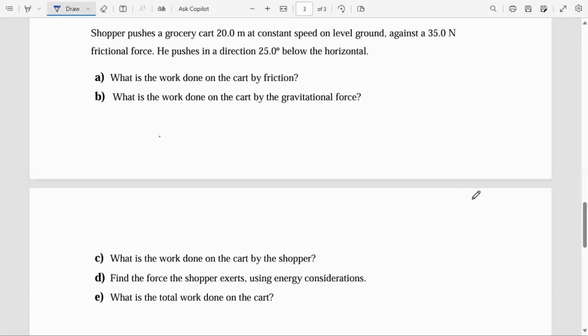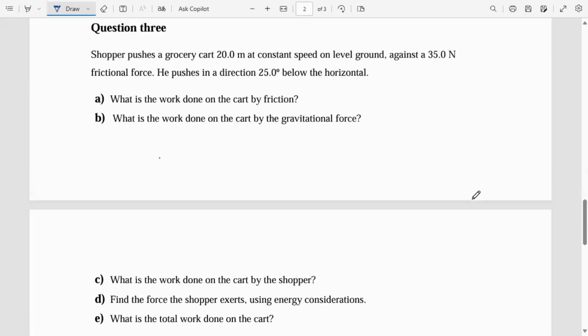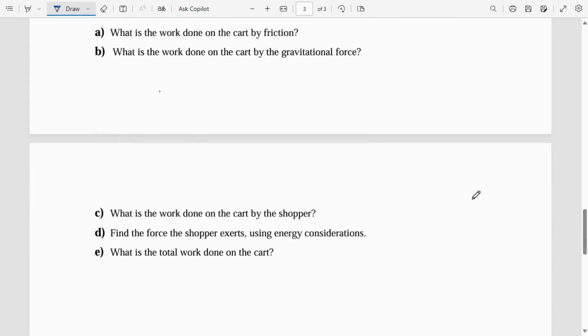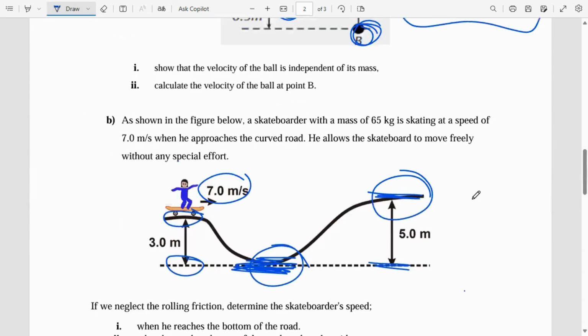All right, so question 3 is saying a shopper pushes a grocery cart 20 meters at constant speed on level ground against a 35 Newton frictional force. It pushes in a direction 25 degrees below the horizontal. A. What is the work done on the cart by friction? B. What is the work done on the cart by the gravitational force? C. What is the work done on the cart?